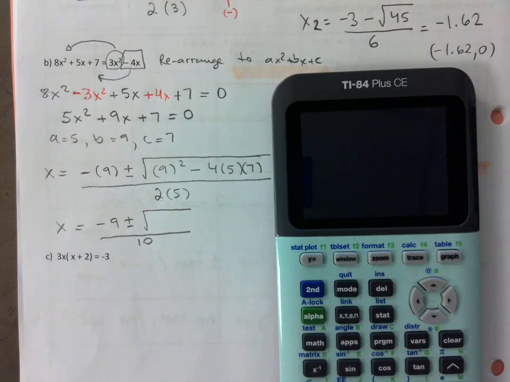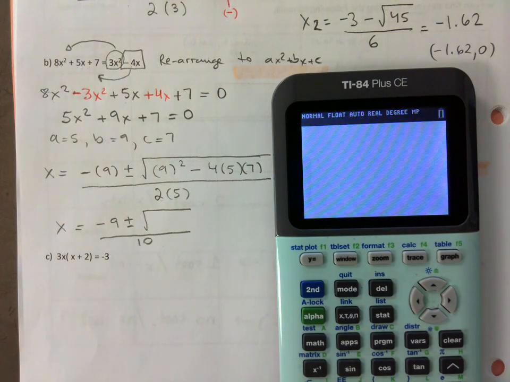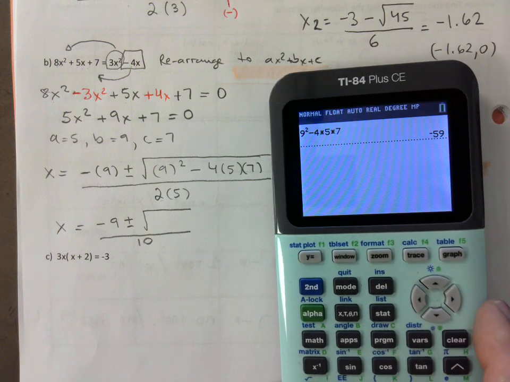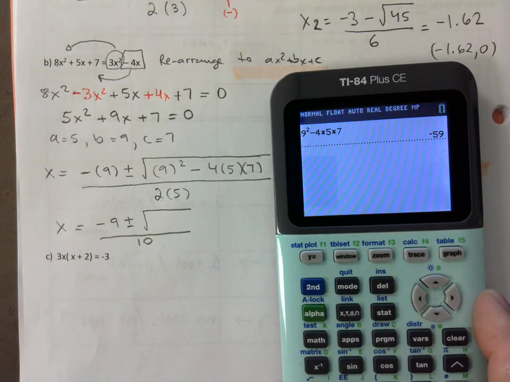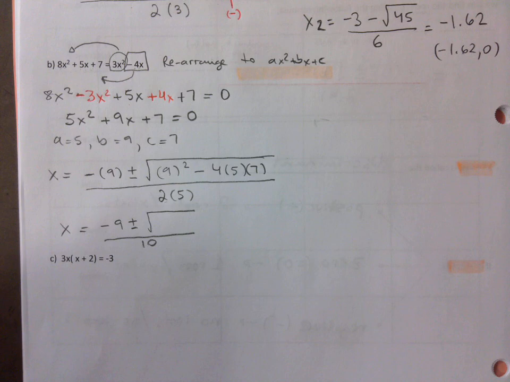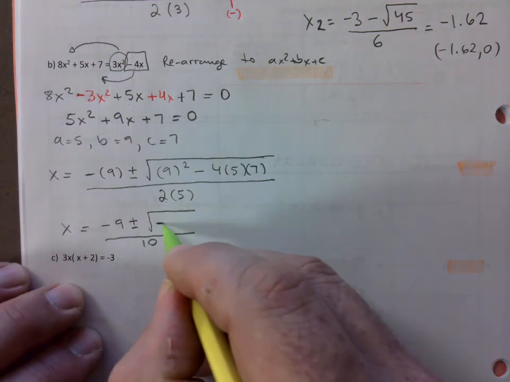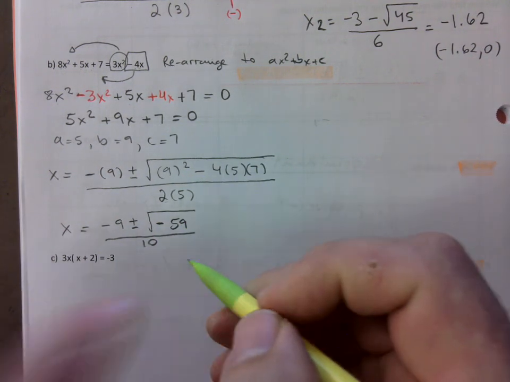Grab your calculator. 9 squared is 81. We already know that. Minus 4 times 5 times 7. And you get negative 59. What's up with that? No roots. So you get to stop there.